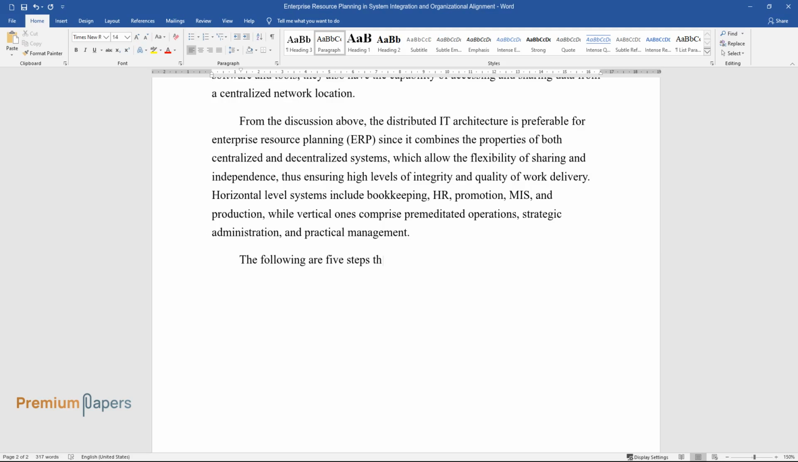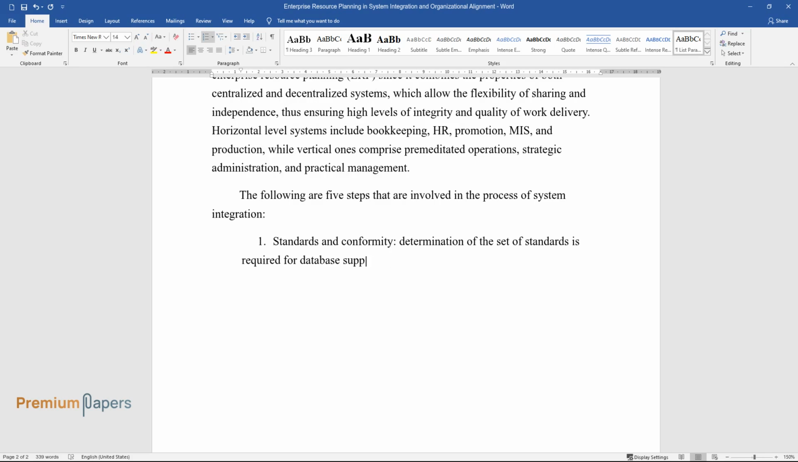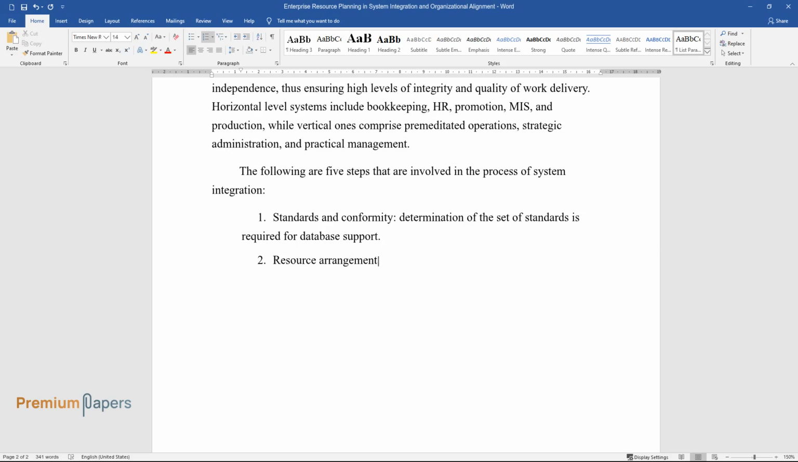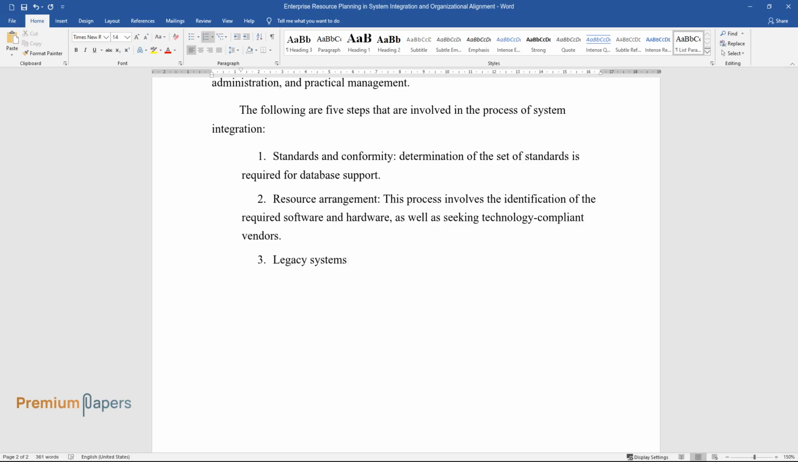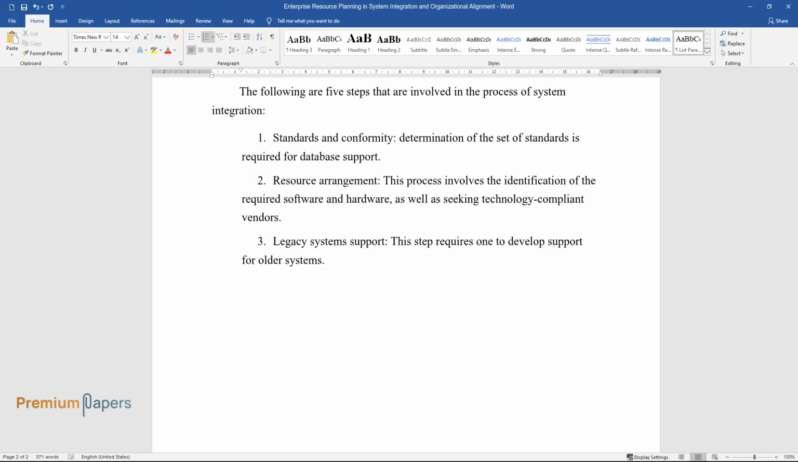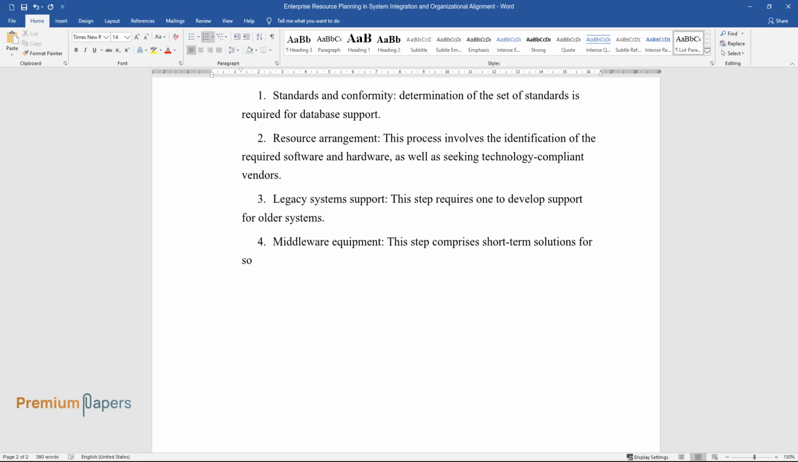The following are 5 steps that are involved in the process of system integration. Standards and conformity. Determination of the set of standards is required for database support. Resource arrangement. This process involves the identification of the required software and hardware, as well as seeking technology-compliant vendors. Legacy systems support. This step requires one to develop support for older systems. Middleware equipment. This step comprises short-term solutions for solving the problem in the databases to manage legacy systems.